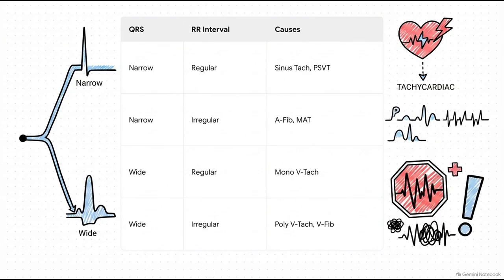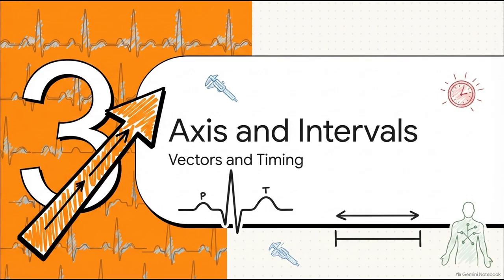But, and this is crucial, if you have a wide QRS paired with an irregular rhythm, you are looking at an absolute medical emergency, like polymorphic VTach or VFib. So just by combining width and regularity, you can instantly narrow down a totally chaotic heartbeat into a highly precise diagnosis. Okay, Section 3, axis and intervals.